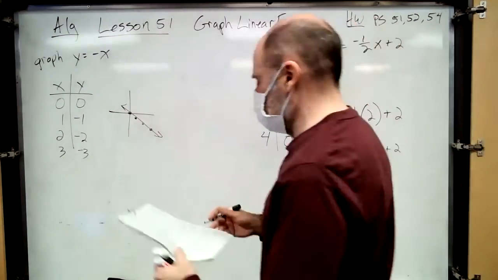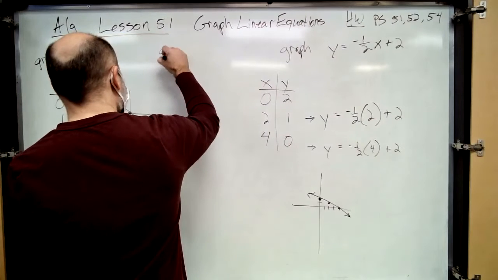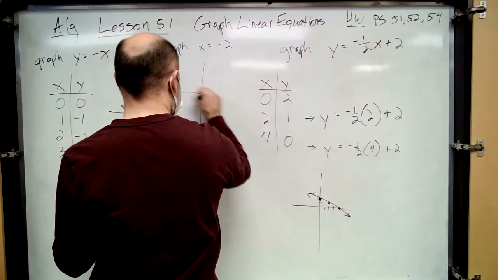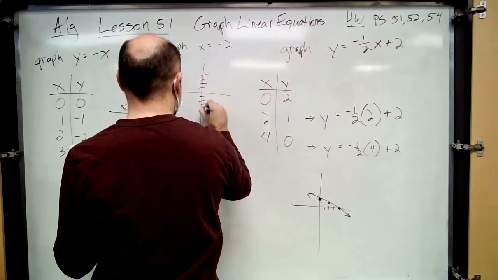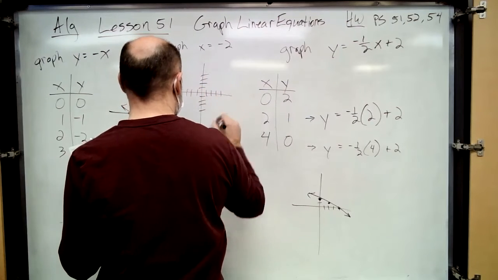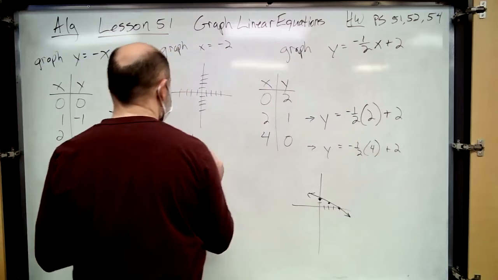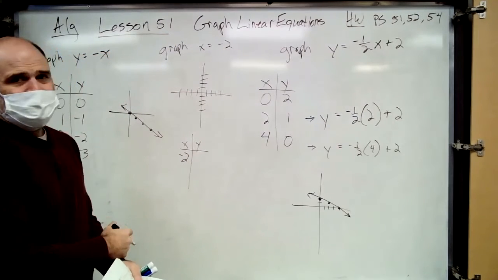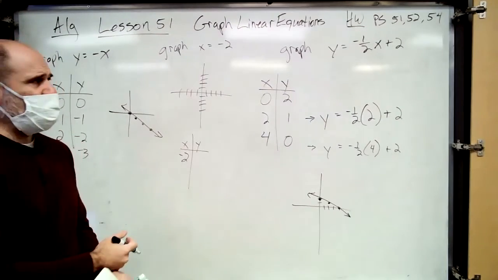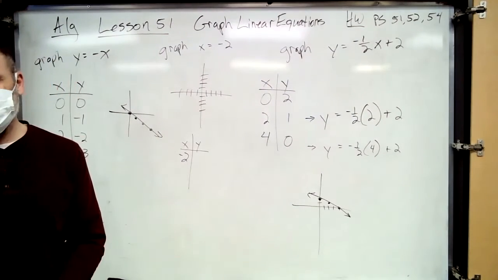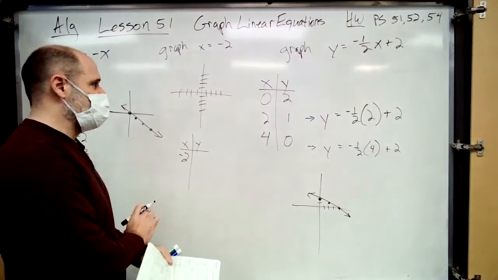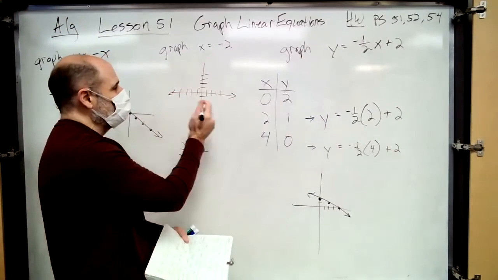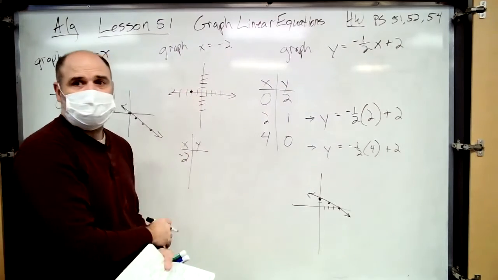All right, here's another one. Let's graph this. So if I made an XY chart here and said x is negative 2, what's y? Well, it could be anything. You could choose anything for y, but x will always be negative 2. So y doesn't change it. That might be a little tough to explain, but when I graphed this before, like on a number line, it was like right there, right?